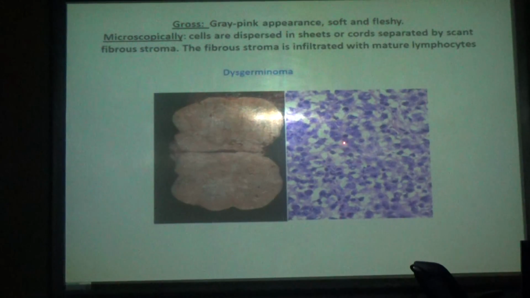Here you can see the nucleoli and the well defined membrane. In this picture, these are all the lymphocytes. This is the nucleus and the cytoplasmic membrane here. If you are not getting this dysgerminoma discussion in your lecture class, I will remove it.